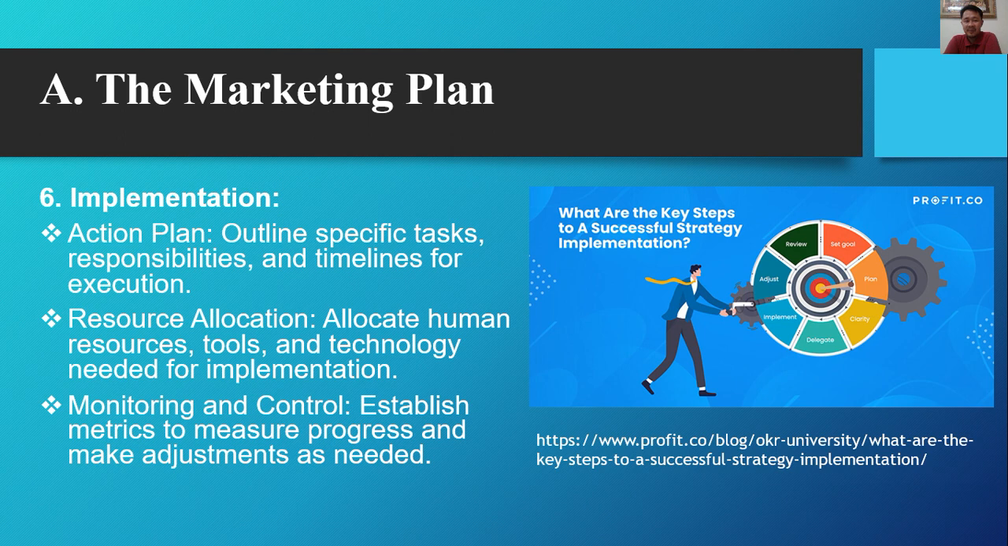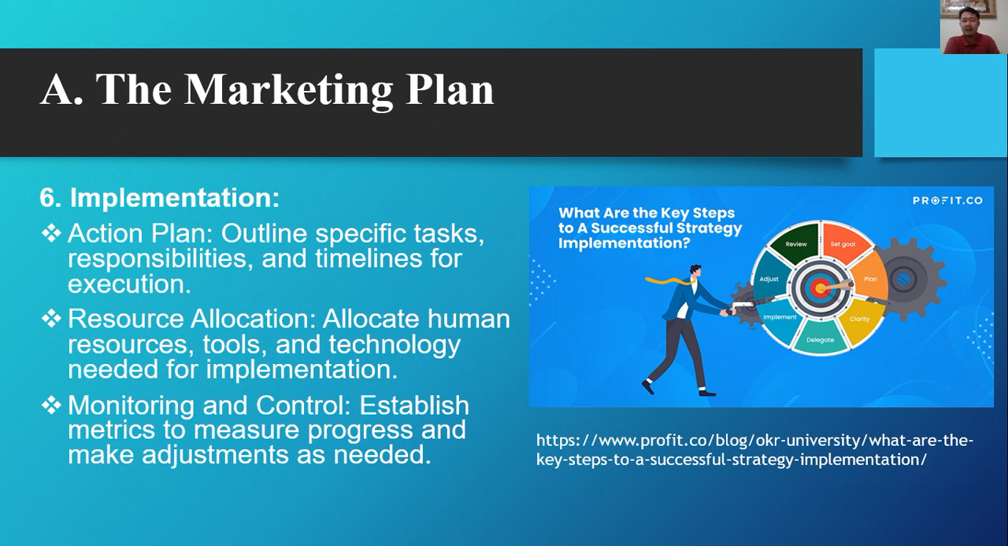So action plan, these are things that we need to consider: your resource allocation and monitoring and control. So these three are under your implementation. After you have this marketing plan, how are you going to implement? You need to outline your specific tasks. You need to have a detailed outline of how you will implement those plans, and also who are the people on your team that are responsible to implement those things, and timelines for execution. You need to set a timeline.